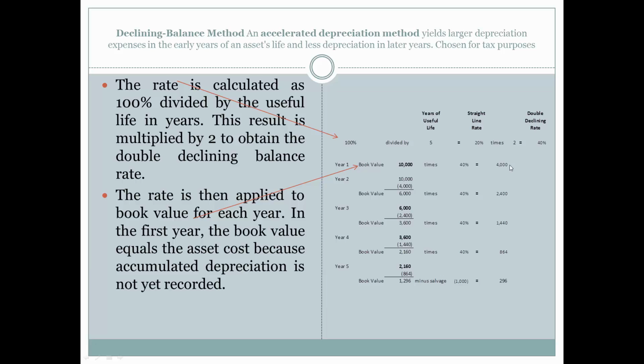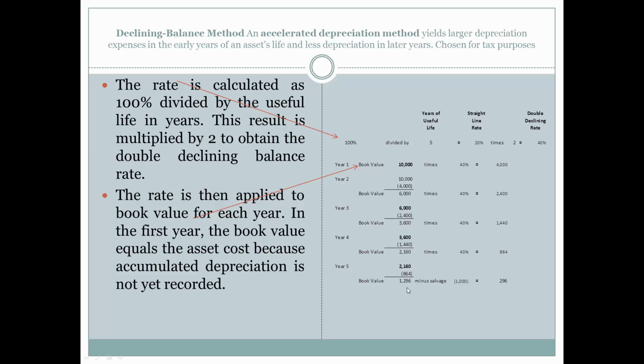So our accumulated depreciation and depreciation expense in the first year is going to be $4,000. In order to obtain book value in the second year, we're going to take the cost minus the accumulated depreciation of 4,000. Then our book value will be 6,000. We'll multiply that by 40%, and that yields 2,400. Then we're going to take the beginning book value, subtract out this new accumulated depreciation, and come up with the end of the year 3 book value. Multiply that by 40%. We're going to repeat the same process.